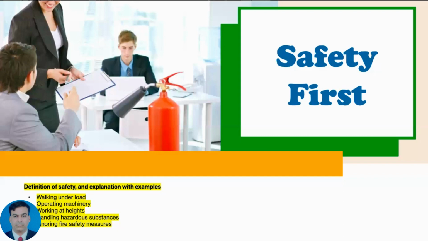Working at height without proper fall protection measures is unsafe. For example, not using a safety harness or guardrails when working on a roof or elevated platform increases the risk of falling and sustaining serious injuries.